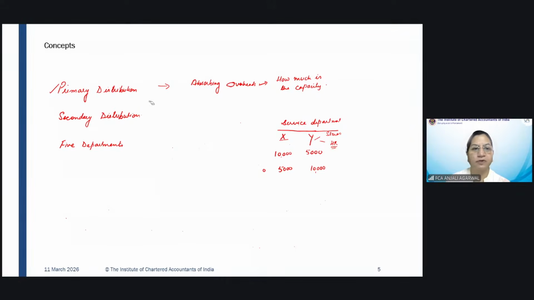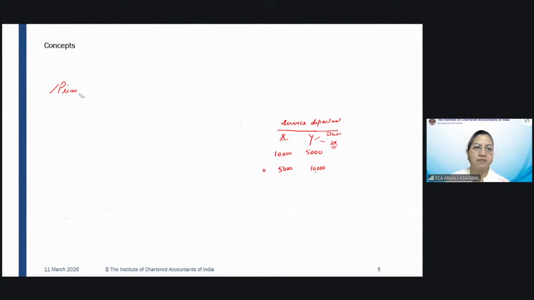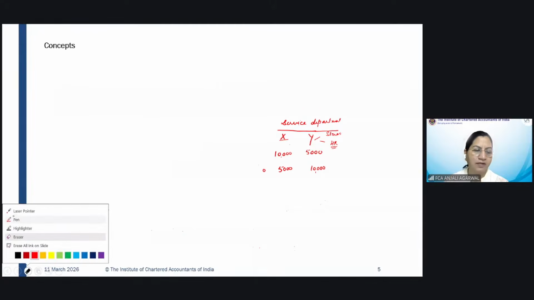So we have talked about three aspects here. One is primary distribution, when the expenditure is charged to all the departments, whether they are production departments or service departments. And then service departments themselves do not have the capacity to recover their expenses. So the service department expenses are again charged back to the production departments, and that is called secondary distribution.